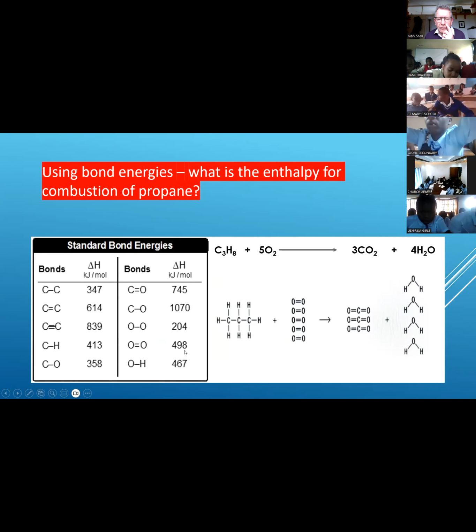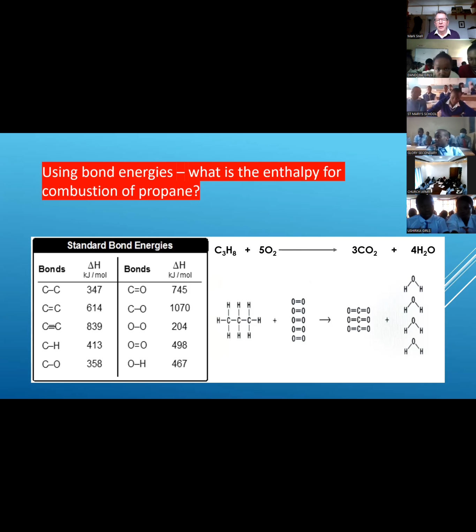So I'm going to give you a few minutes now so you can have a go at this calculation, and we'll see if anybody comes out with the right answer. We'll see how you get on. Okay, so anybody can have a go now. It's propane, which is used as a camping gas and is used for cookery. So it gives out quite a lot of heat, and the end answer will be negative.